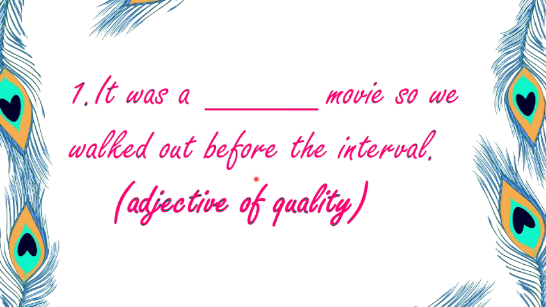Dear children, normally what kind of movies are there when you are not interested and you walk out before the interval? Yes, we have to fill that kind of word which is an adjective of quality and that completes the sense, the meaning of the sentence. So, have you got your word? Okay, it can be: it was a boring movie, so we walked out before the interval, right? Yes, and that is the adjective of quality. Okay, let us move next.